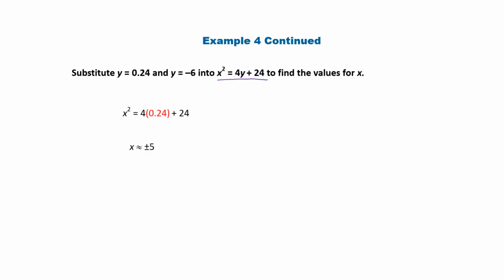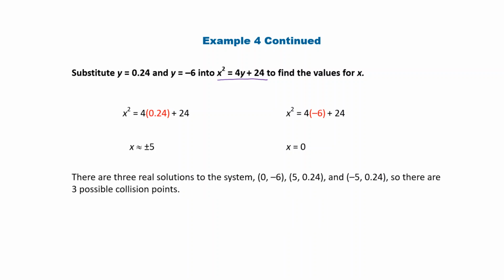So let's go ahead, and when we simplify it, we end up with x equals approximately, not exactly, but approximately plus or minus 5. When we substitute our -6 in, we end up with x equals 0. So there are actually 3 real solutions to this system. All right, so there are 3 possible collision points.